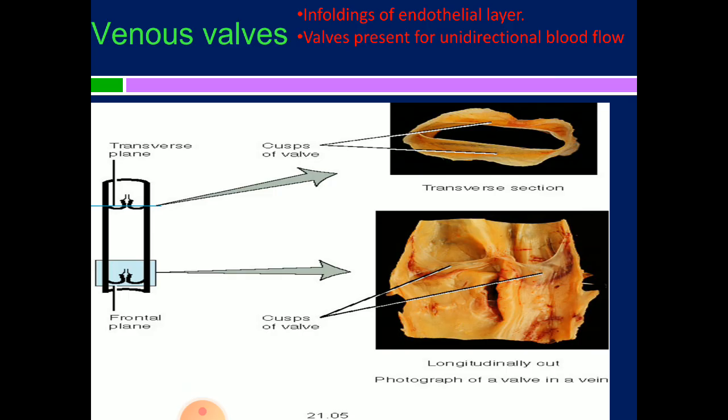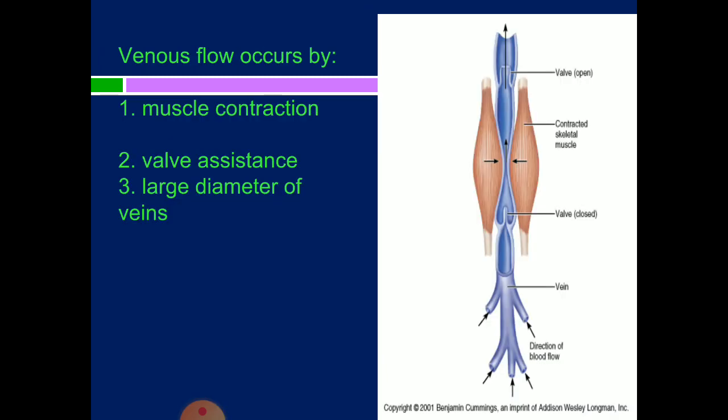Now the venous walls. Venous walls are the infoldings of the endothelial layer, and the valves are present for unidirectional blood flow. In the diagram, we can see the venous valves. The venous flow occurs by muscle contraction. The diagram is indicating the venous flow. The unidirectional flow in the veins is assisted by the muscular contraction.